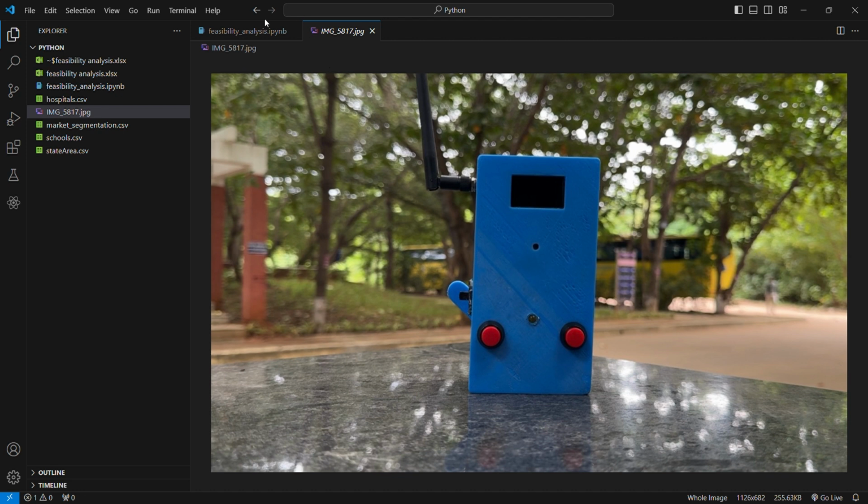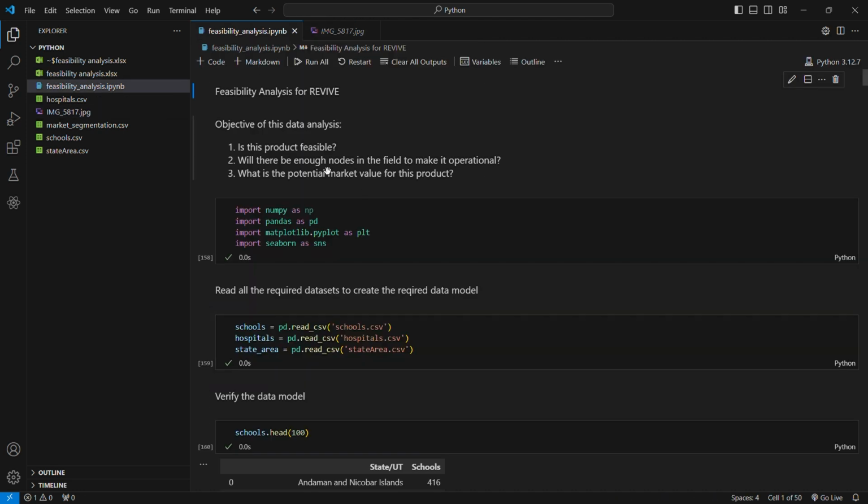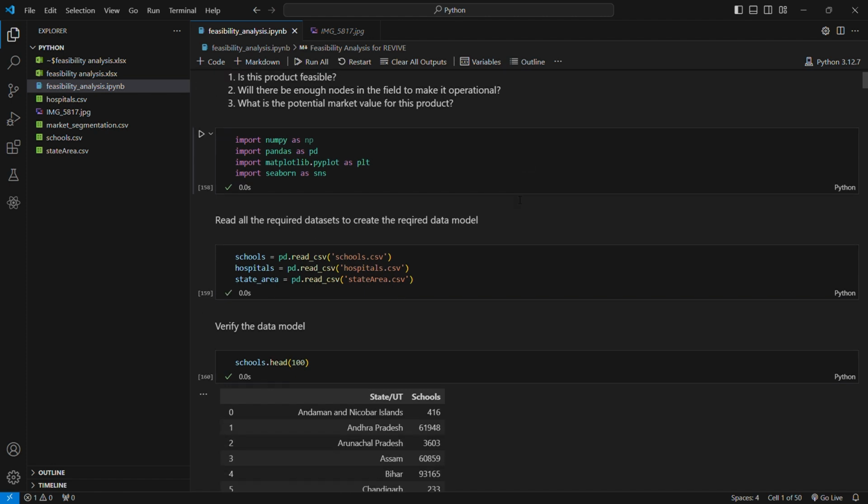So, the objective of this analysis is to find, is this product feasible? Will there be enough nodes or enough devices in the field to make it operational? That is, will we be able to implement one device in every 2 kilometers? And also, what is the potential market value for this product? To ensure that we are able to implement at least one device in every 2 kilometers, we are primarily targeting only the government institutions like the schools and hospitals. So that is why our data is primarily going to revolve around the schools and hospitals in every state.